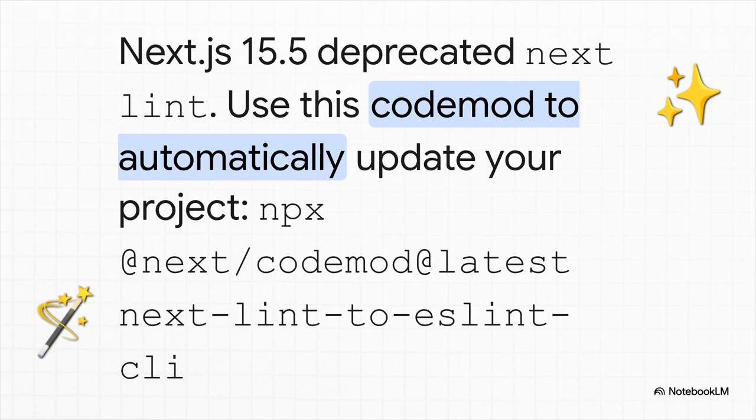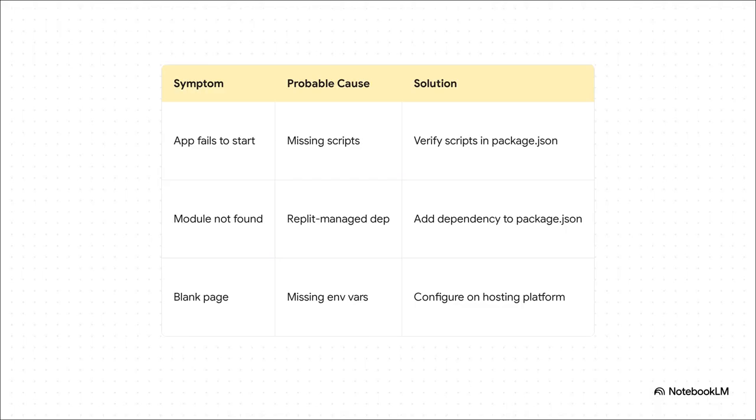Easy peasy. And that last point really illustrates something important. What might seem like weird, specific migration errors are usually just normal development problems in disguise. If your app won't start, double-check your package.json scripts. Getting a module not found error? You probably just need to manually install a package that Replit was handling for you. Seeing a blank page on your live site? Go check that you've set up your environment variables correctly on your hosting platform.